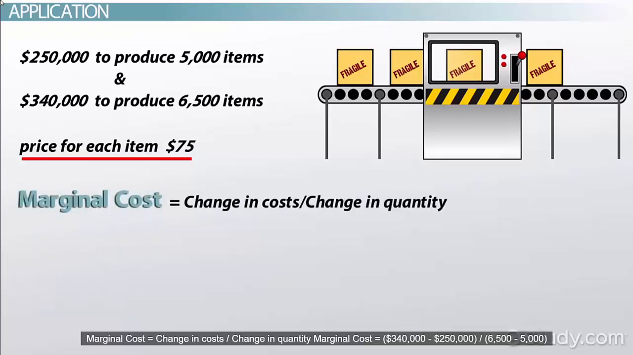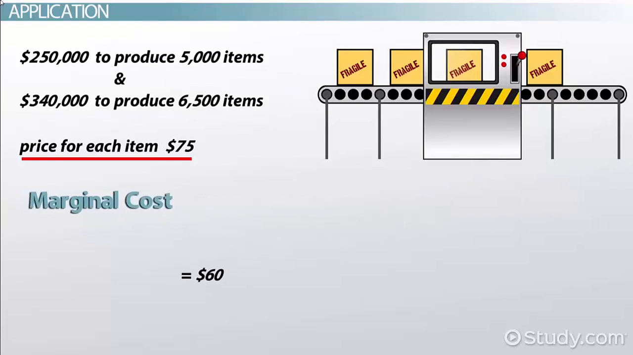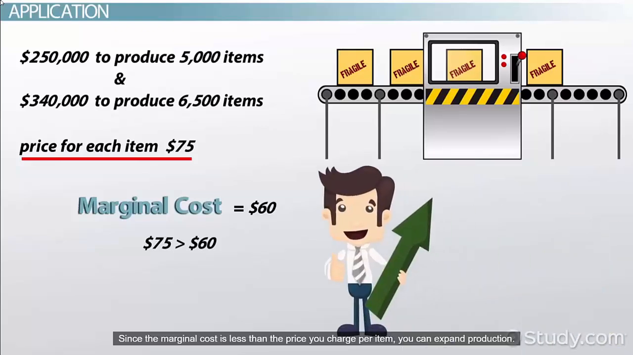Marginal cost equals the change in costs divided by change in quantity. Marginal cost equals $340,000 minus $250,000 divided by 6,500 minus 5,000. Marginal cost equals $90,000 divided by 1,500. Marginal cost equals $60. $75 is greater than $60. Since the marginal cost is less than the price you charge per item, you can expand production.